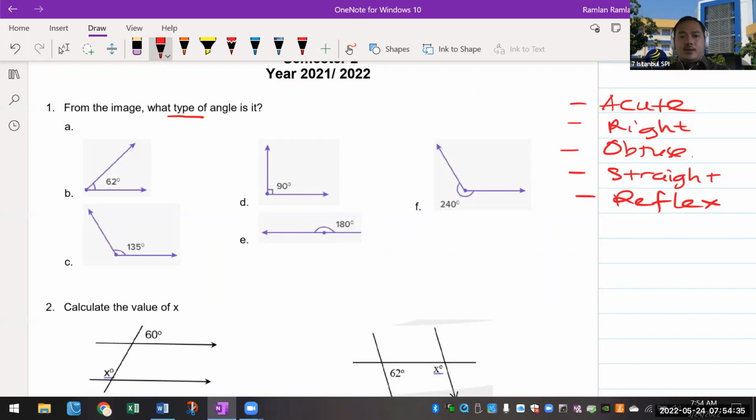If we go back here, from number one A, I'm going to ask Winona. What do you think is the type of this angle? Is it acute, right, obtuse, straight, or reflex? How do we know? Answer the question. Okay, Ali, what do you think?